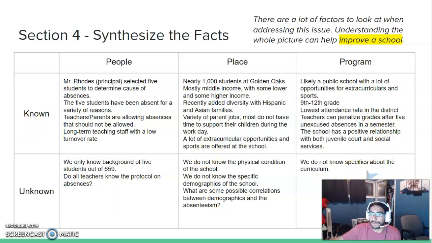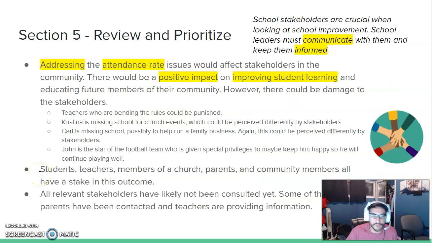Section 5 is review and prioritize. School stakeholders are crucial when looking at school improvement, and school leaders must communicate with them and keep them informed. So, addressing the attendance rate issues would affect stakeholders in the community, and there would be a positive impact on improving student learning and educating future members of the community.